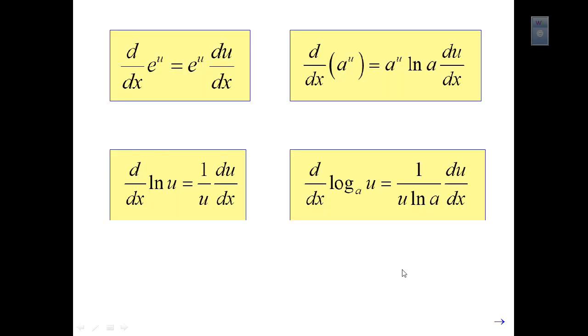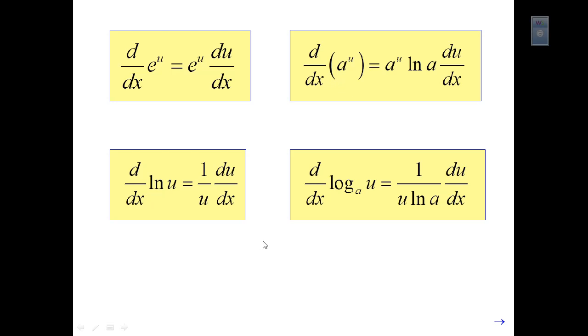All right, so here are all of our new rules. These two are on your sheet. These two are not. Make sure they get on there. So those are the new rules that we've learned for today, the last set of rules for Chapter 3.